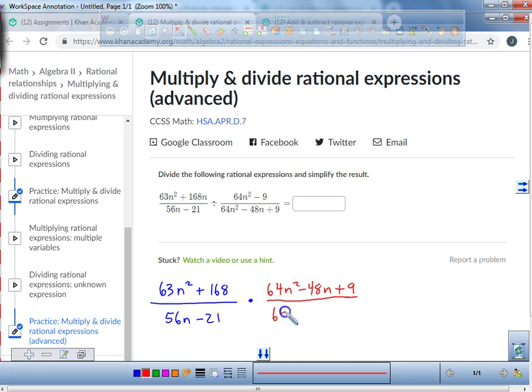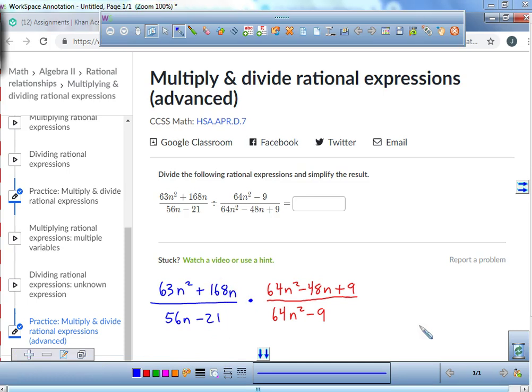And this will go in the denominator. That's the very first step. Alright, hold on. Put it in there. There we go. Now what we're going to do is break some things down into their factors. Okay. So right now, what is a common factor?